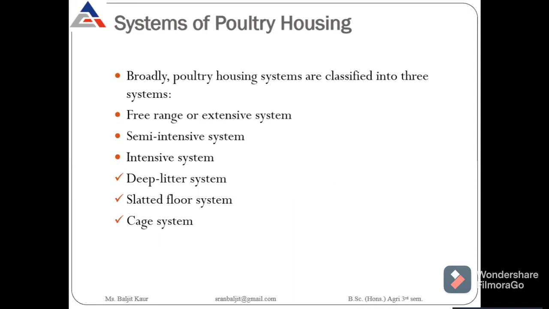Then there are different kinds of systems of poultry housing. So broadly, there are three types of housing systems of poultry. The first one is free range or extensive system. The second one is semi-intensive system, and the third one is intensive system. The intensive system is further divided into three groups, that is deep litter system, flattened floor system, and cage system. So firstly we will discuss the free range or extensive system.